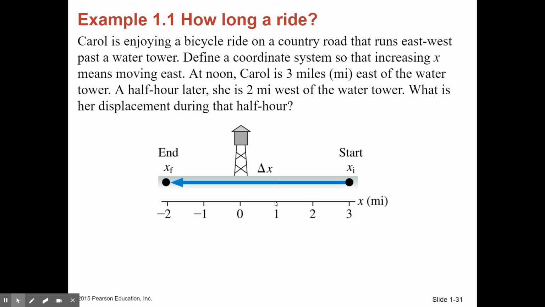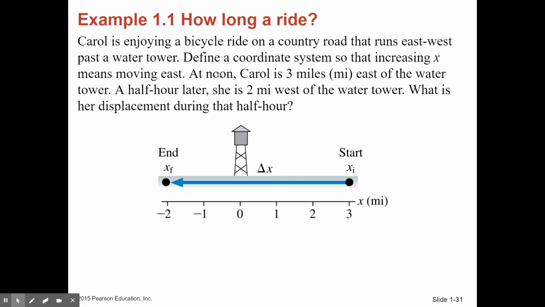All right, so how long a ride? Carol is enjoying a bicycle ride on a country road that runs east and west past a water tower. Define a coordinate system so that increasing x means moving east. So it wants you to note that if we're going towards the right, those are your positive x values. This is my coordinate system, the x, and this is going to be my origin. Anything to the right of my origin is positive, and to the left of my origin is going to be negative, because it's to the left of where I started.